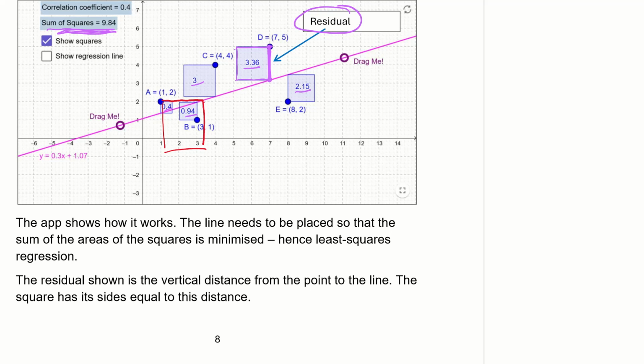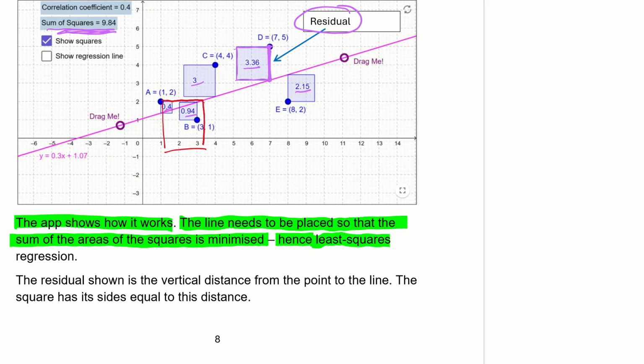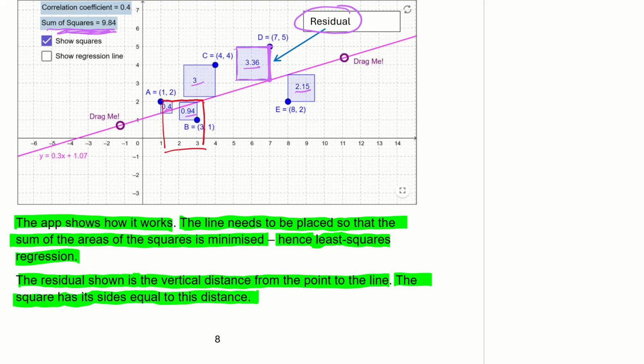So the app shows how it works. The line needs to be placed so that the sum of the areas of the squares is minimized. Hence, that's why it's called the least squares regression. The residual shown, which we discussed just now, is the vertical distance from the point to the line when we're doing y on x, and it's horizontal when we do x on y later on. The square has its sides equal to this distance. We'll discuss that as well.